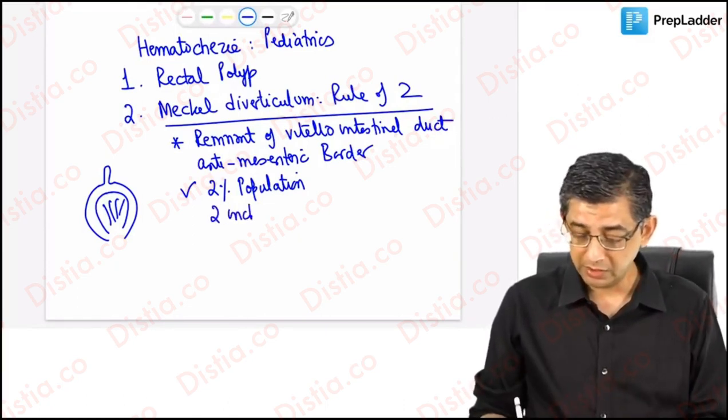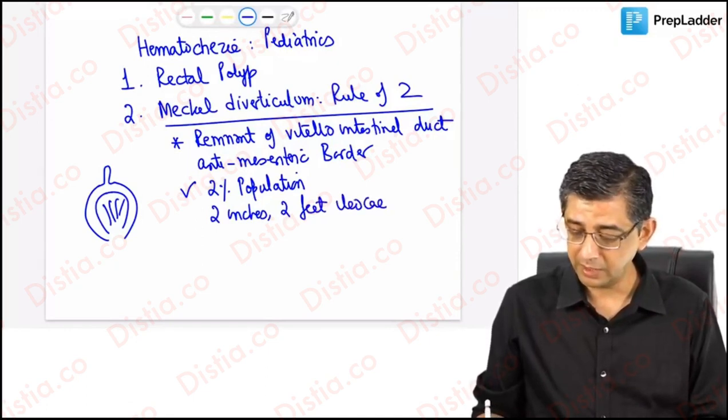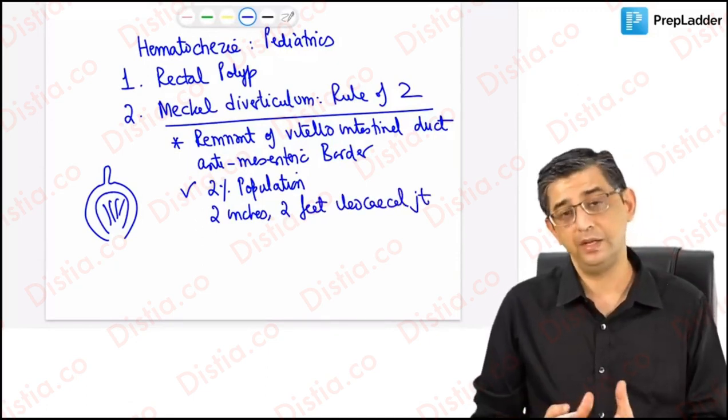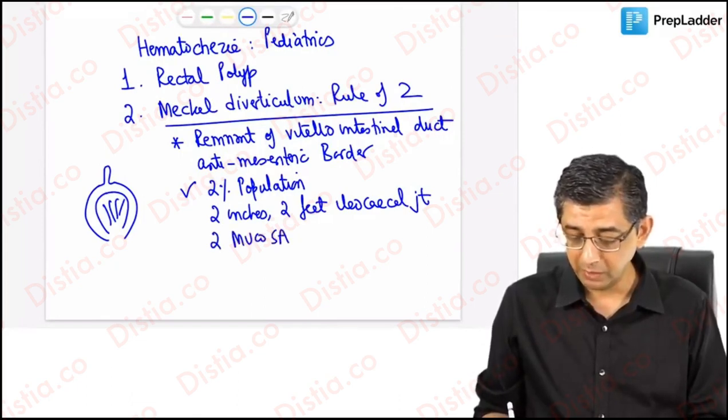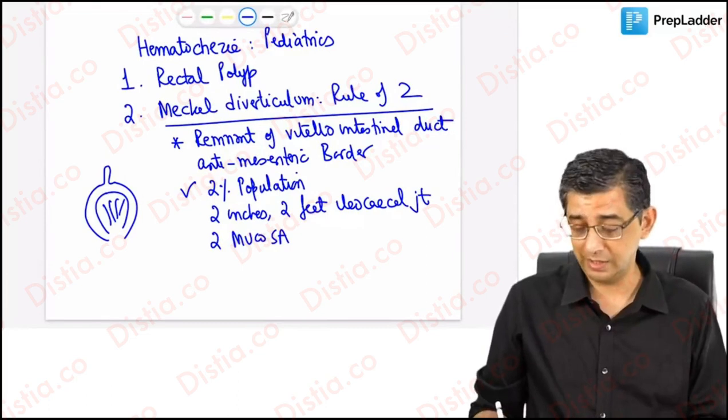It is 2 inches in size. It is 2 feet from the ileocecal junction. That's very straightforward data that I think all of you are familiar with. The two that I find most people forgetting is the two mucosas that are seen.